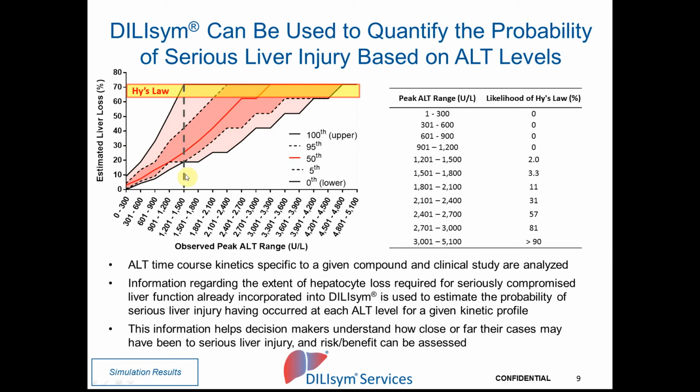We can also determine the likelihood of achieving a Hy's law case, which is the indicator of serious liver injury for most regulatory agencies. We can determine the likelihood of that for a given peak ALT and dynamic profile of ALT. And this can be expressed visually, such as this graph here on the left, or in tabular form. But ultimately, what this enables decision makers to do is to determine just how near or far each case may have been to serious liver injury, and the associated risk-benefit analysis can be performed in the ongoing clinical development of a compound.